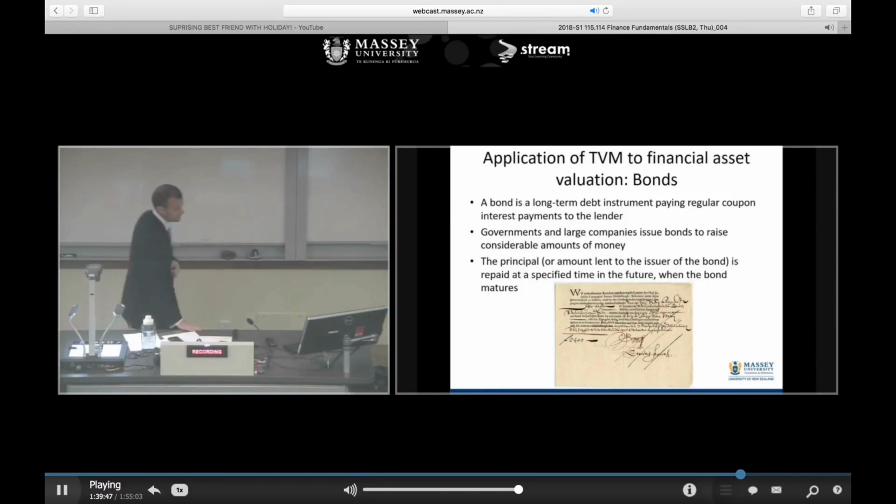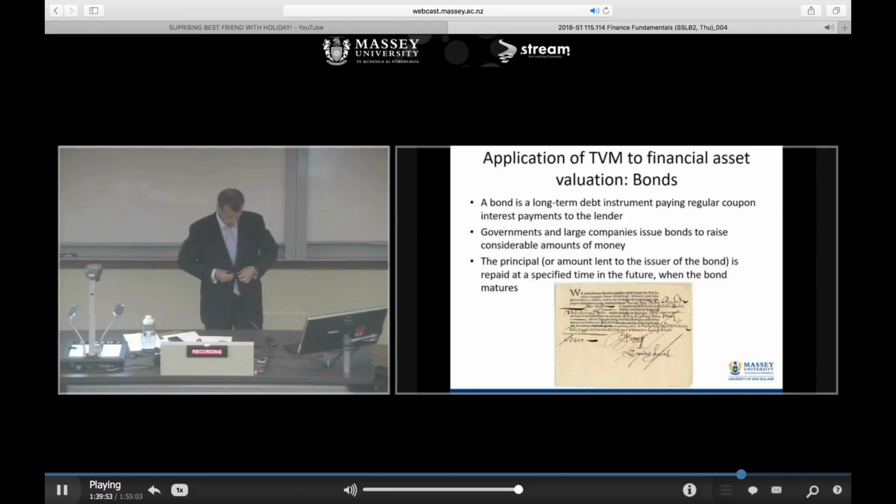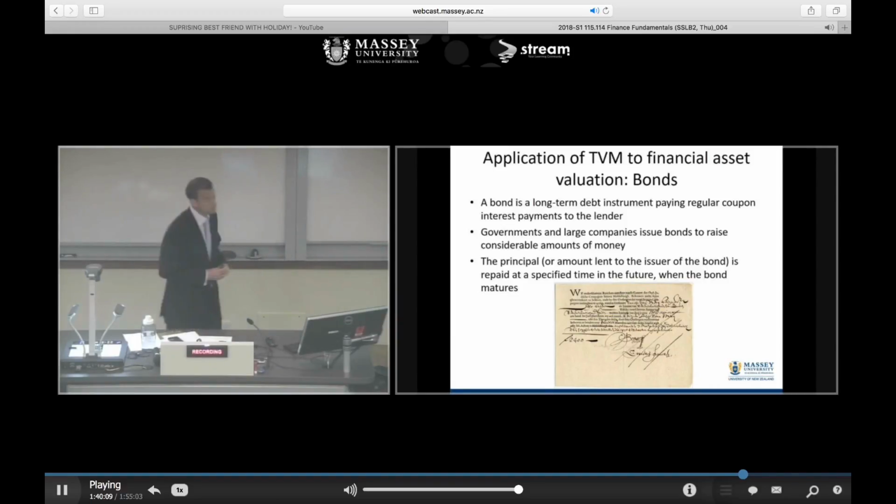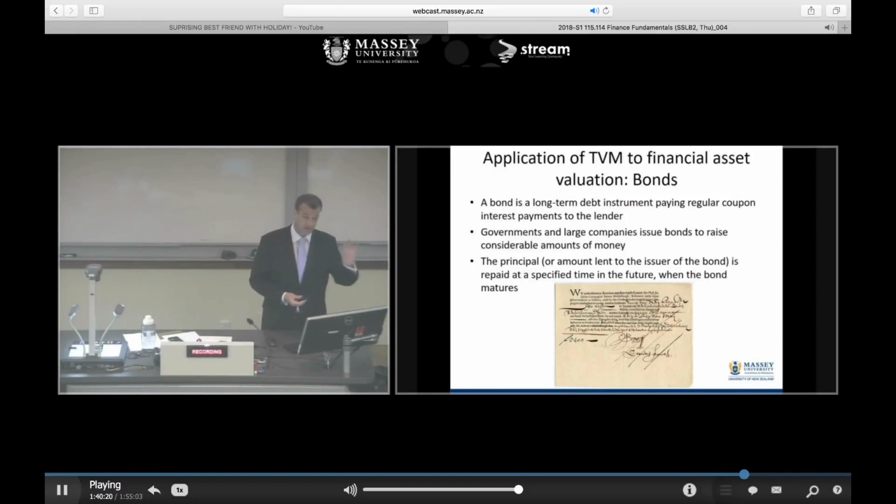So a bond, as we saw in week 2, is a long-term debt instrument. As we saw last week in the workshop, it pays a regular coupon amount, which is interest. That's the interest payments that you get as an owner of these bonds. And the principal amount is repaid when it matures. That's called face value as well. So last week we looked up face value. When it matured, that's how much you would get back from the company, not the current price.